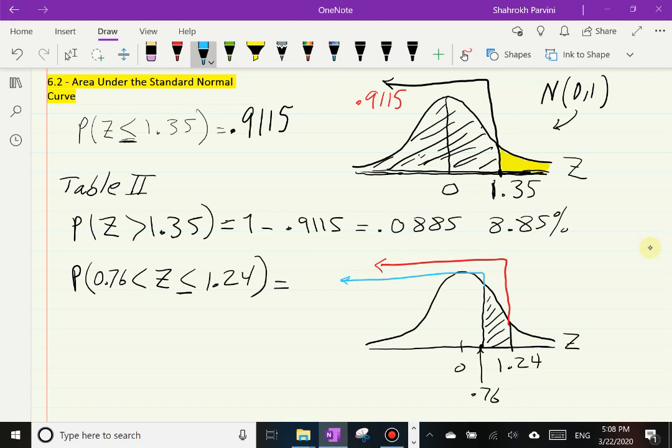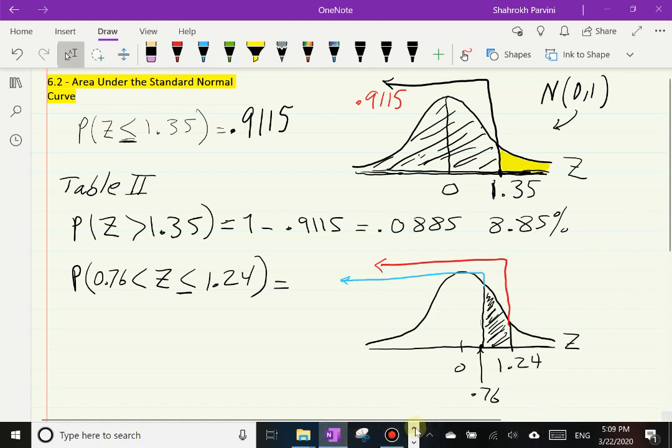Now remember, anything to the left of 1.24, that area, means from 1.24 all the way down to negative infinity. But we don't need all of that area. We only need this sliver that you're looking at here. This is what we want. So I'm going to go back to our table and remember the numbers. It's 1.24 and 0.76. I actually jotted down the numbers.